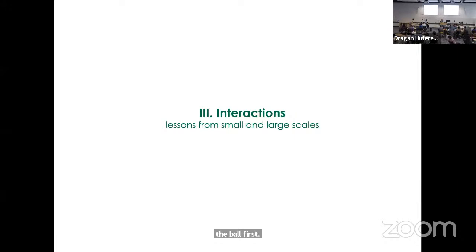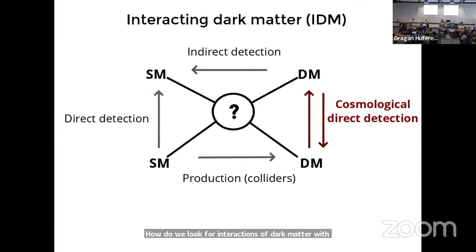All right. So I want to talk a little bit in the time that I have left about how we look for interactions of dark matter with baryons, with normal matter in the universe today. The first thought that should come up in your minds is that this is like direct detection, but in a cosmological context. So we're looking for elastic scattering between dark matter and the standard model.